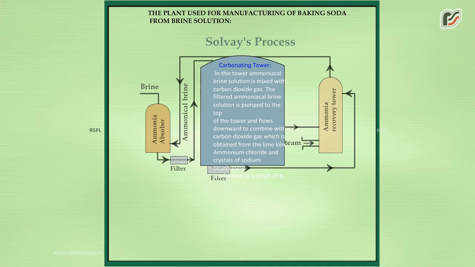Carbonating tower. In this tower, ammoniacal brine solution is mixed with carbon dioxide gas. The filtered ammoniacal brine solution is pumped to the top of the tower and flows downwards to combine with carbon dioxide gas, which is obtained from the lime kiln. Ammonium chloride and crystals of sodium bicarbonate are formed as a result of it.